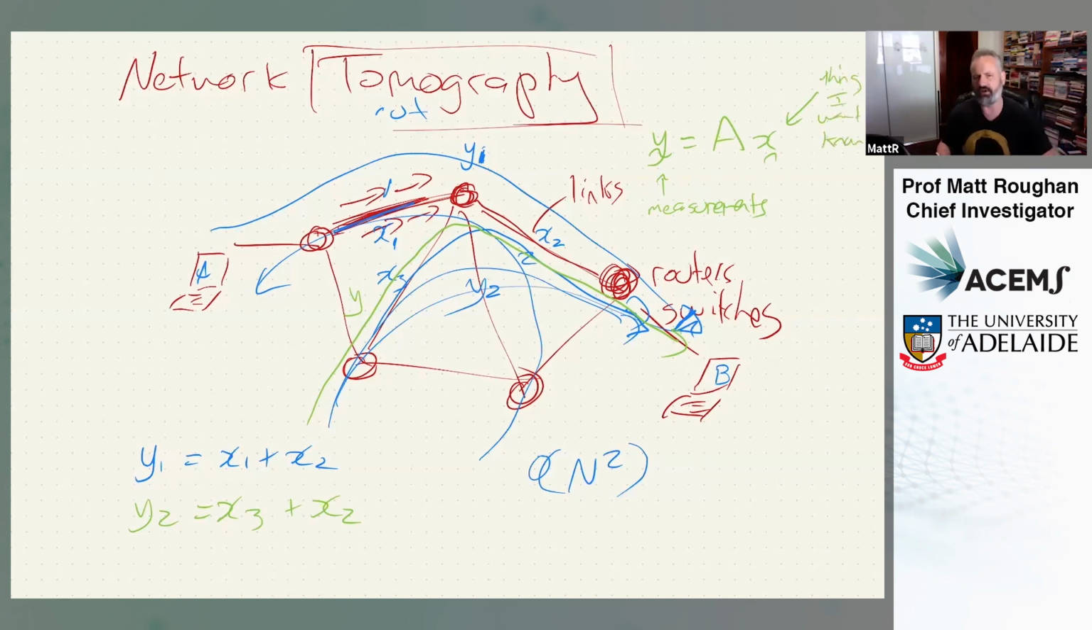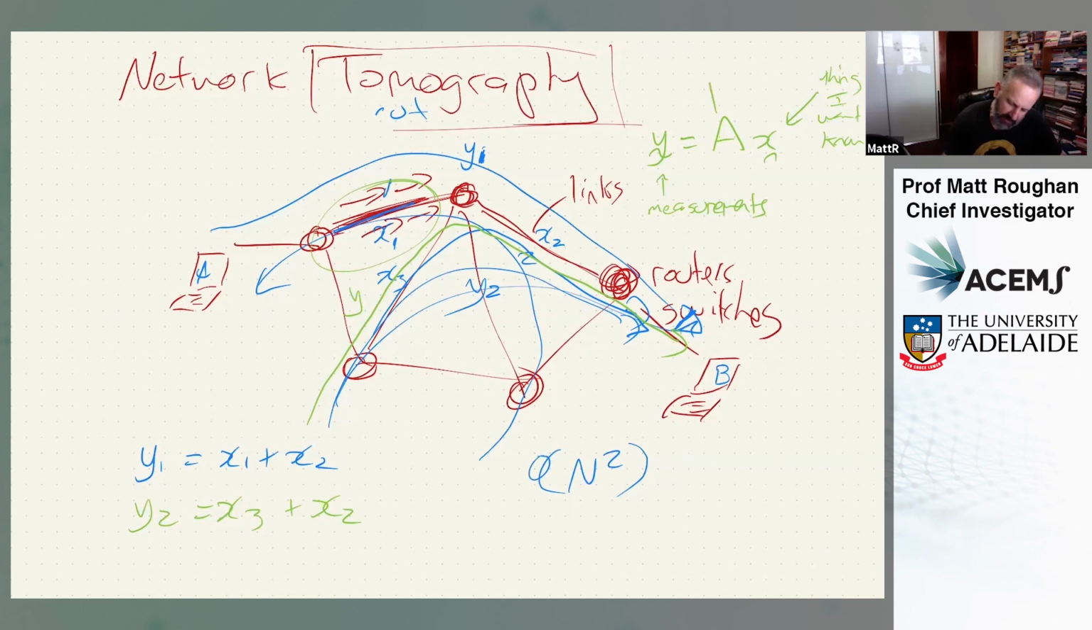And why would I want to know that? Well, if one of these X's becomes large, if the delay on that path becomes large, that's significant. That tells me that there's some sort of build up in the queues, and therefore there's some congestion on that. So measuring these X's would tell me where congestion is in my network.